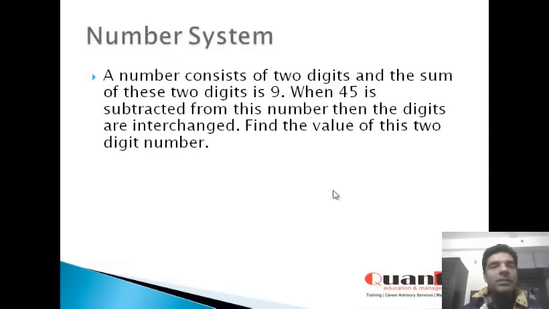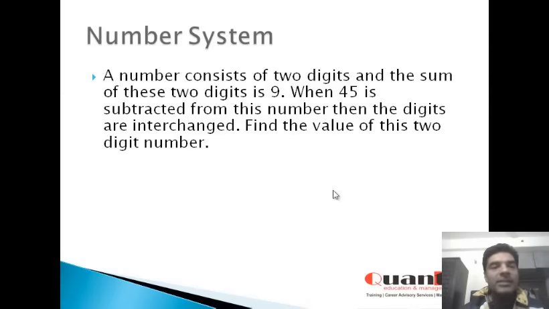Now the second question was from number system. This is also a very conventional and commonly asked question from number system. There is no rocket science involved in it. You only need to comprehend and understand it for solving this question. What is given is that there is a 2-digit number and the sum of these 2 digits is 9. When 45 is subtracted from this number, then the digits of this number get interchanged. You are supposed to find the value of this 2-digit number.